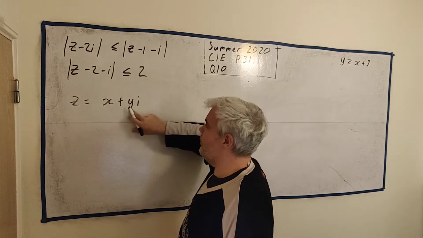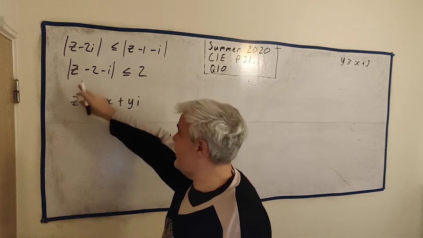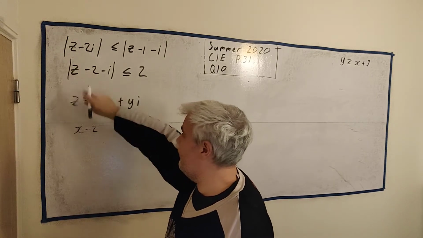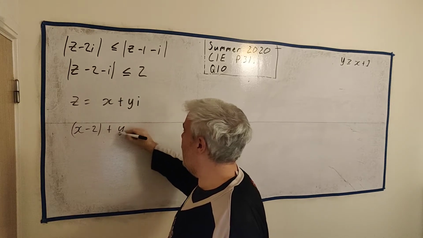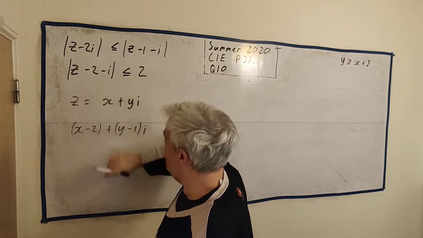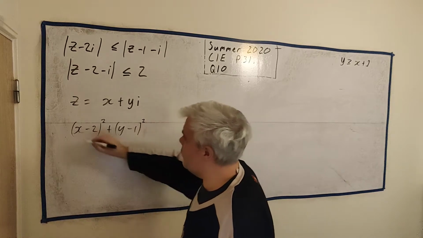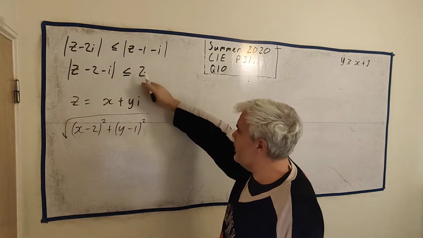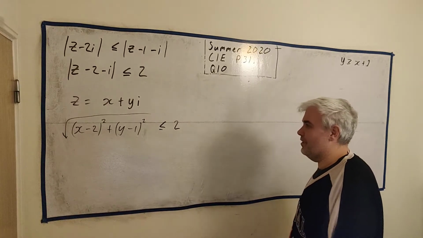Remember, I'm going to put x plus yi in here, and I'll put the real parts together already. We'll have x minus 2. There's the x in there, and the minus 2 there. And then we will have y minus 1 times i. That's from there. And we're going to square these. We'll get rid of the i's, and we'll put a square root in. Do it nice and quickly here. And on the right side, we just have a 2. Nothing to do on that one.